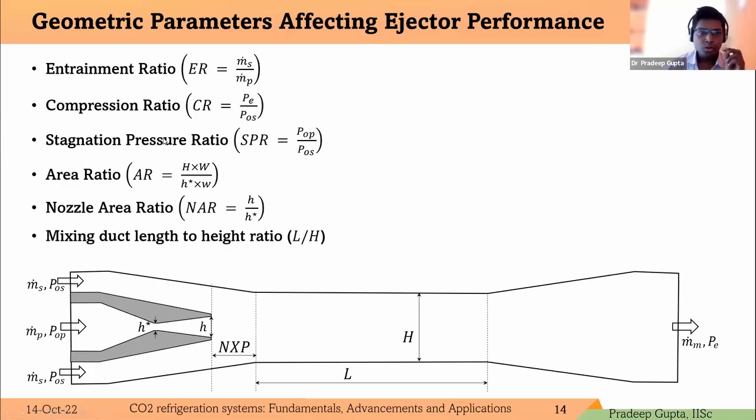In my slides I have covered the effect of these four parameters. Other than that, the NXP also affects the ejector performance, and the component efficiency also affects the ejector performance. That I'll just show from the literature results, not my results.